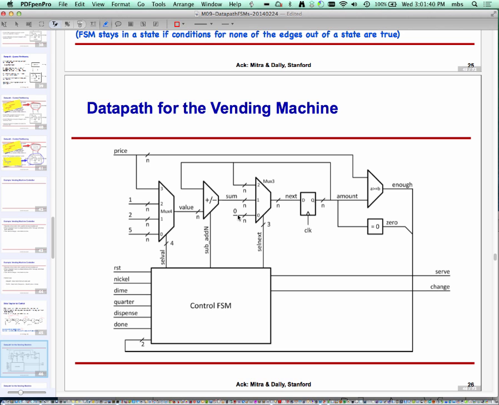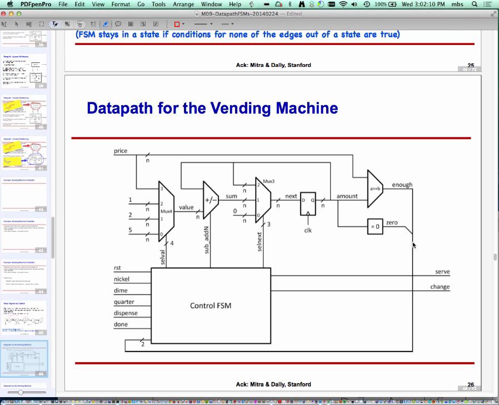And this particular data path has a register to store how much money I have. I can hold the value. I can reset the value. I can add or subtract nickel, dime, quarters, and price to it. And then finally, I have to check whether I have enough money or not. So there's a comparator, and I also need to compare against 0.